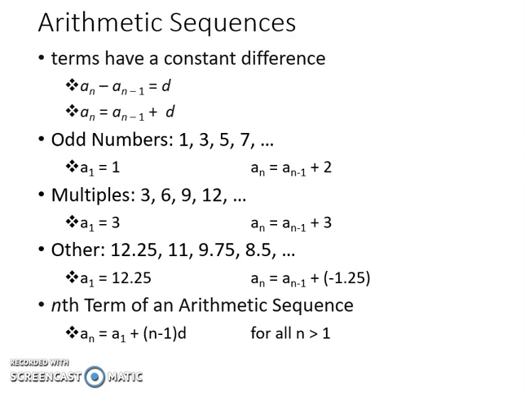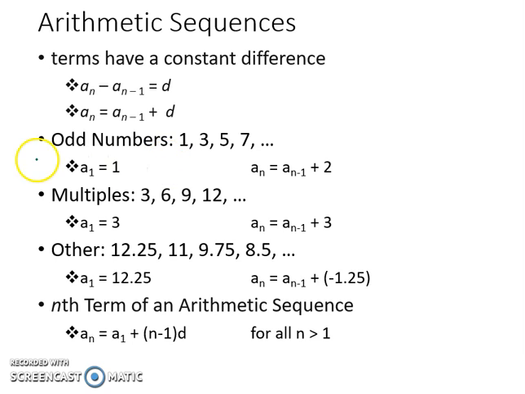Hi, we're going to look at arithmetic sequences right now. In an arithmetic sequence, each of the terms has a constant difference. To find it, you take two adjacent terms, any two terms next to each other, and subtract them, and that'll be the difference. You want to use the one to the right minus the one to the left, so the one that occurs later in the sequence minus the one that comes before it.